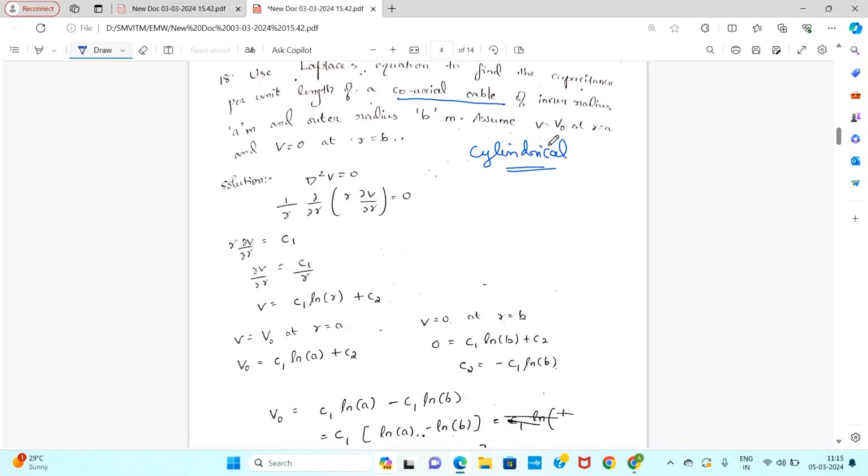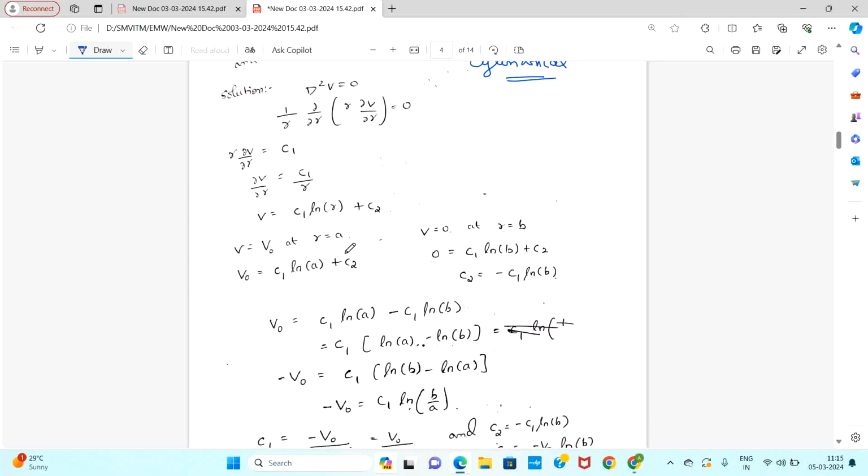So for cylindrical coordinate system, since it is given only in terms of radius, take only the radius portion of the Laplace equation for cylindrical coordinate system. So that is done. And then simplify it step by step. You have to solve it to get the potential equation. This is your potential equation. Okay, and then use the two boundary conditions that are given. So one of the boundary conditions is V is 0 at R equal to B. If I substitute that, I got C1 ln B plus C2 equal to 0.